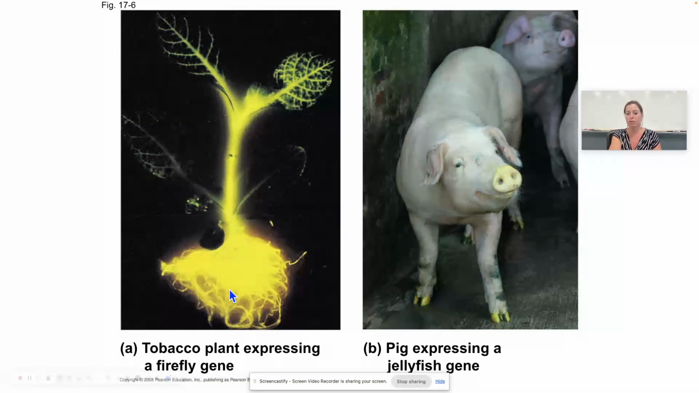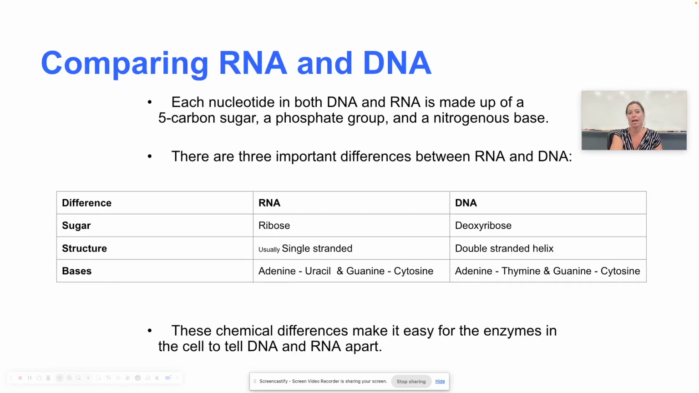So they inserted the gene into the DNA of this tobacco plant to create a protein that glows, and now the tobacco plant can glow in the dark. The same thing with the jellyfish gene that helps jellyfish glow, and they inserted it in pigs, and now you've got glow-in-the-dark pigs.